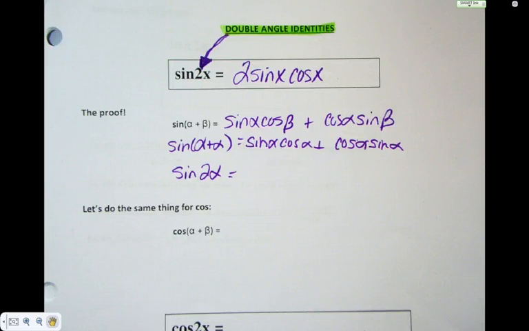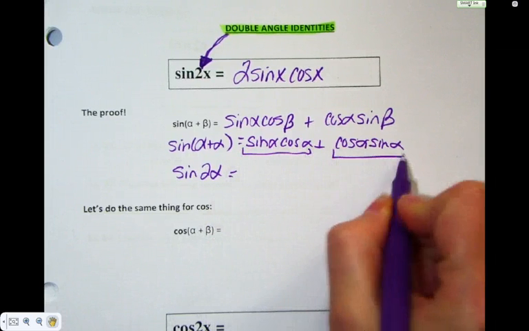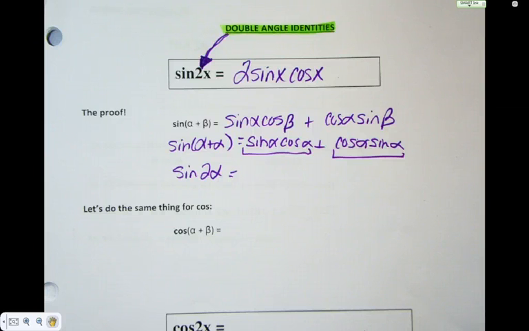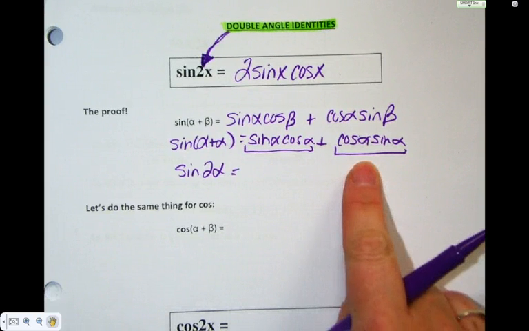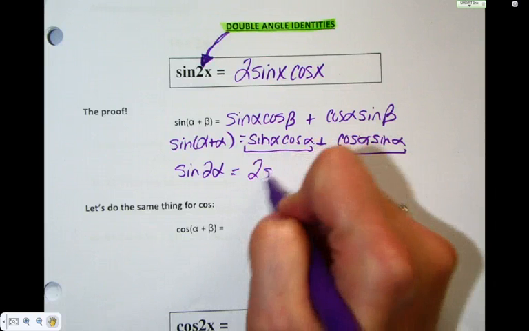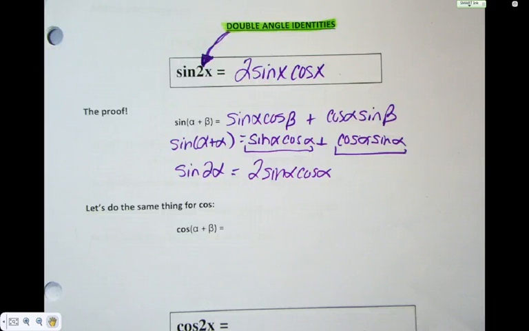Now these are just 2 terms. So if I look at the first one, it's sine alpha cos alpha. And the second term is cos alpha sine alpha. And adding means I'm just going to simplify them. So what is one sine alpha cos alpha and another sine alpha cos alpha? It's 2 of them. And that's where the formula comes from. So it's actually just the sum and difference formula that we've just tweaked a little bit.